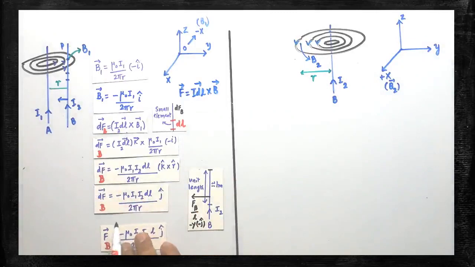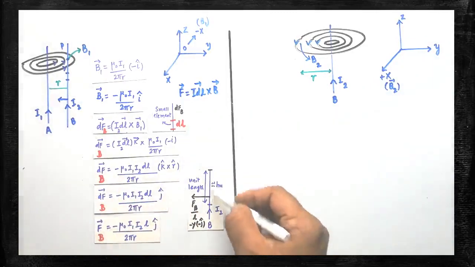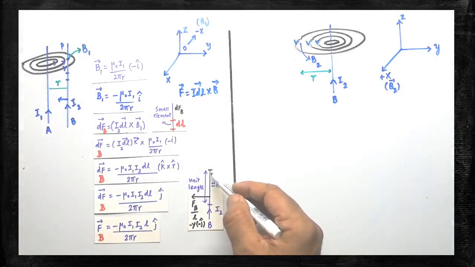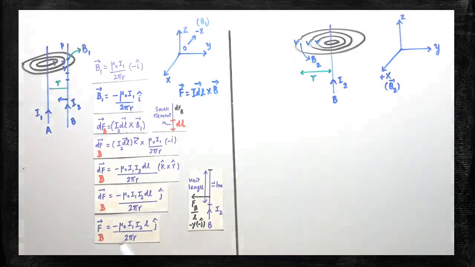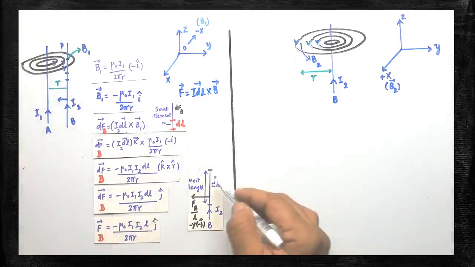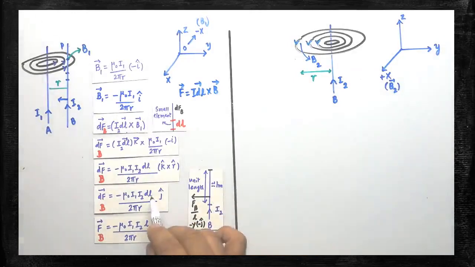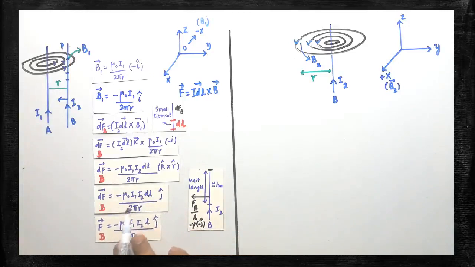Now we have to calculate the force acting on the unit length, within which small elements are there. If all of them are added, you will get the unit length. So dFB becomes FB vector, which is equal to, instead of dl we can write L, because the length of this portion is L. Therefore instead of dl you can write L, and J cap is there. So this is the formula for the force acting on the unit length. That is also acting in the negative Y direction. Since it is acting in the negative Y direction, minus J cap is there.